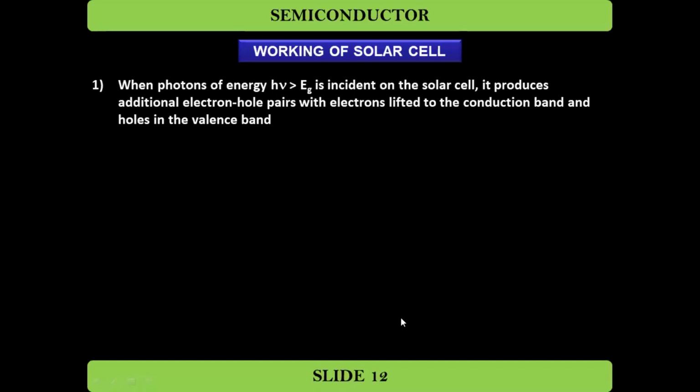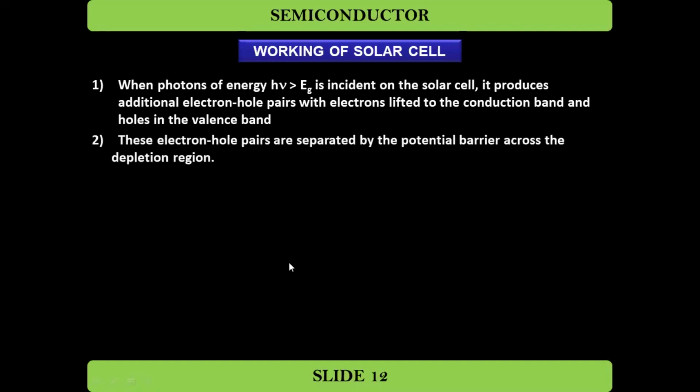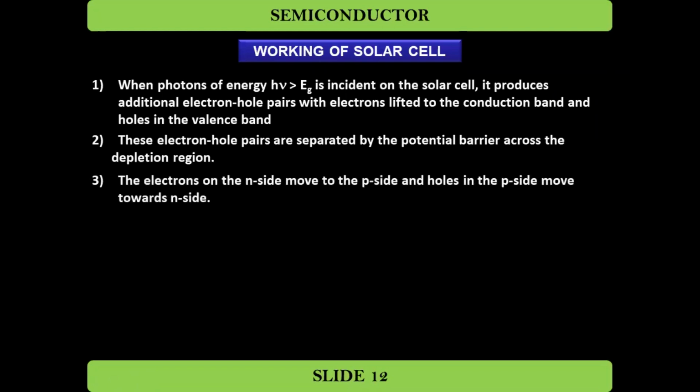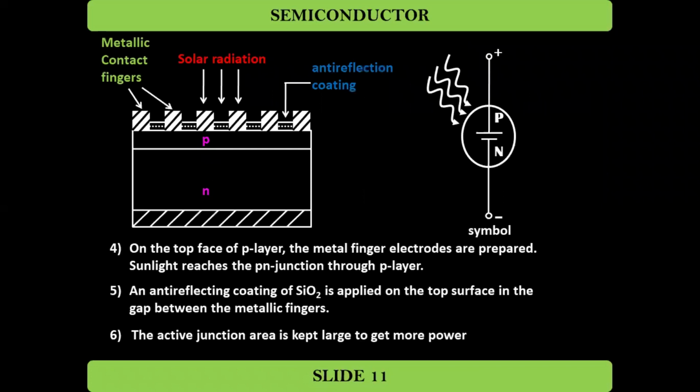The next point to be discussed is that these electron hole pairs are generated by the potential barrier across the depletion layer region at the PN junction. Why are these electron hole pairs generated? Because electrons on the N side move towards the P side and holes from the P side move towards the N side. Let's have a look at the diagram once again. You can see the holes getting attracted towards N and the electrons getting attracted towards the holes, creating electron hole pairs.